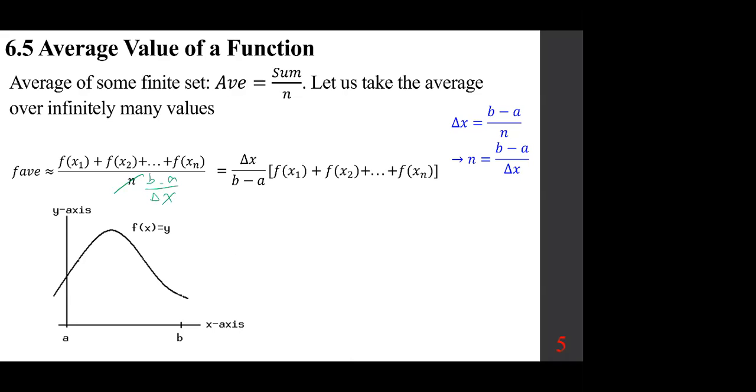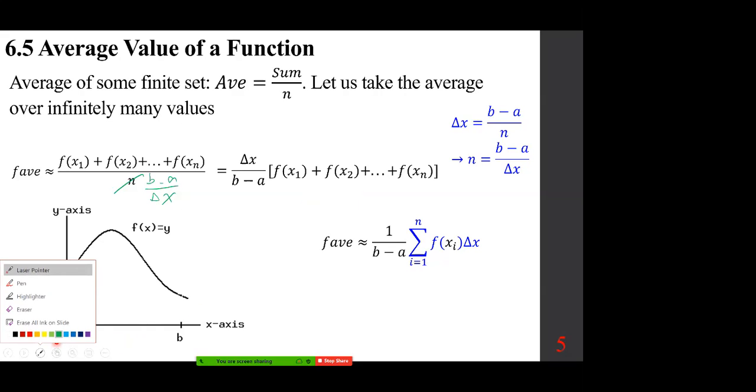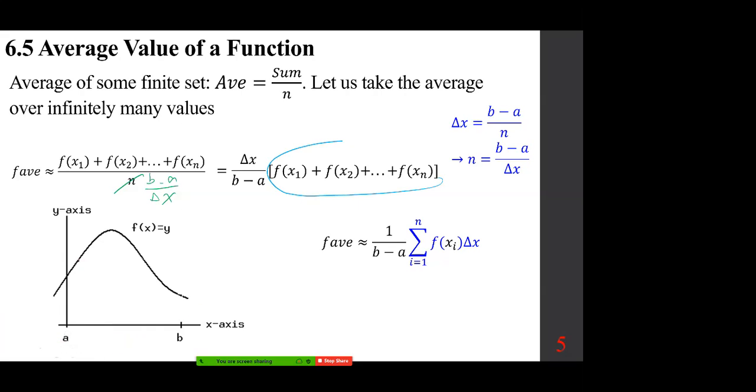So F average is this summation times delta x over b minus a. So F average is 1 over b minus a, this summation. And what is this summation? This is f of x sub i. Right, everybody?